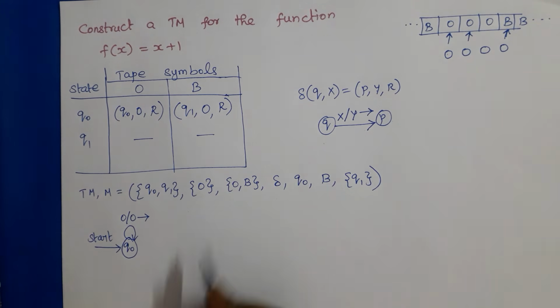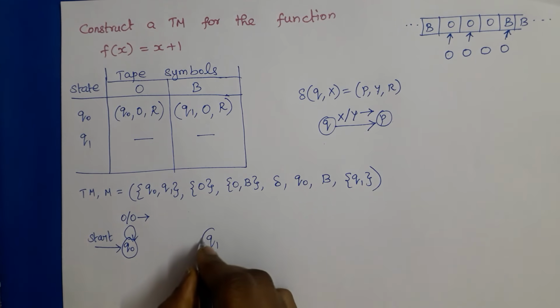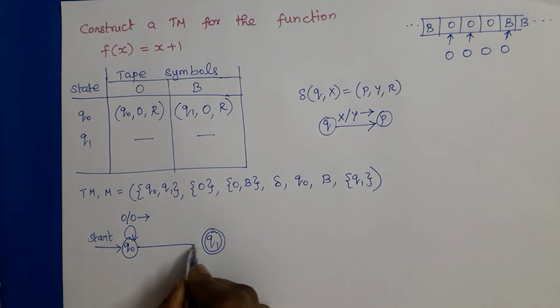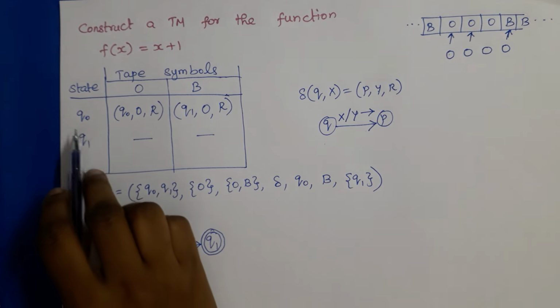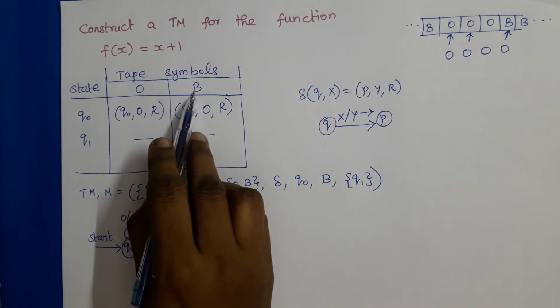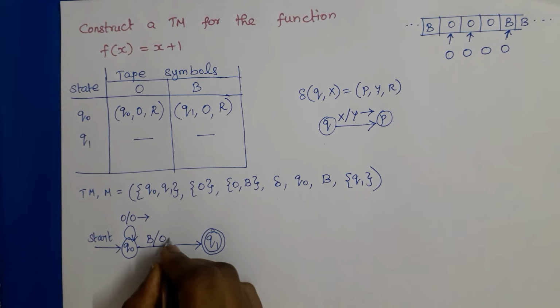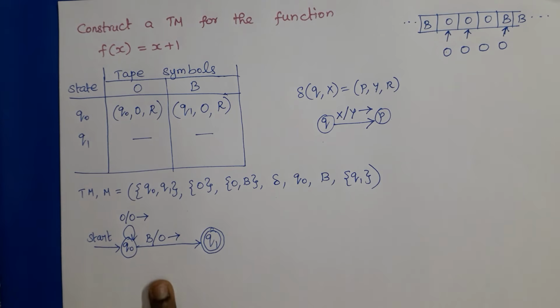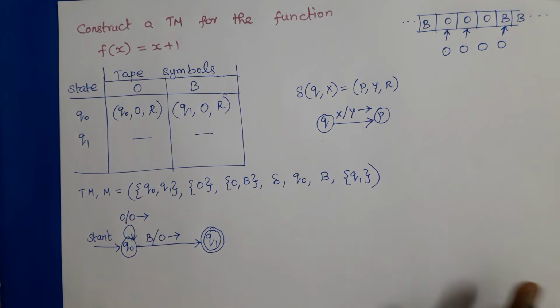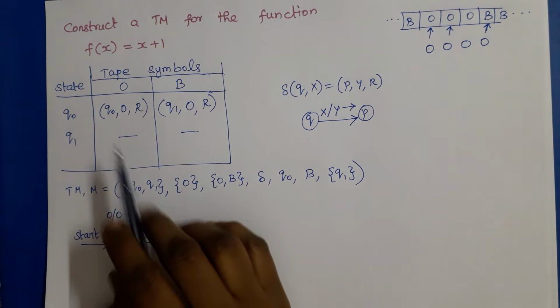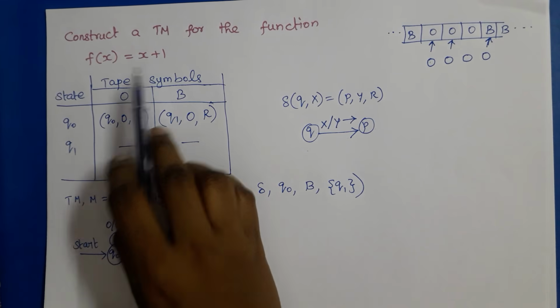Then from Q0 to Q1, and Q1 is a final state, so it is represented by a double circle. From Q0 to Q1, draw an edge, and that edge is labeled by blank slash 0 right move. So this is the transition diagram representation of the same problem. Now we can take one example string and check the instantaneous description, to see whether we have performed the increment operation or not.